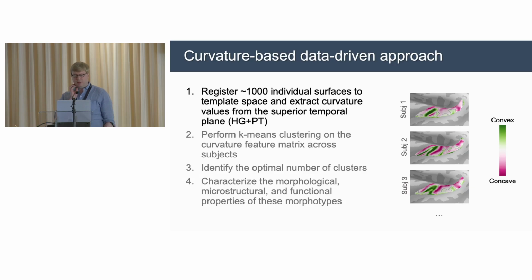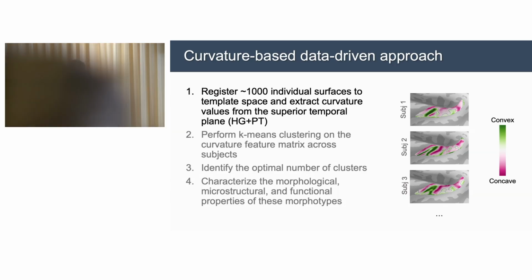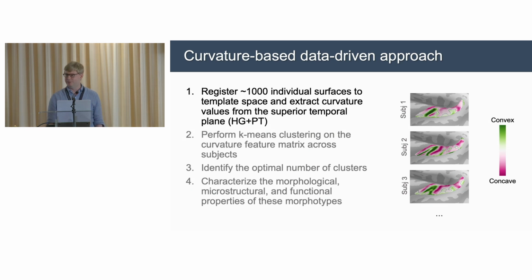So we started with about 1,000 individual curvature patterns we got from the Human Connectome Project, which is a remarkable resource. It was fun to see a lot of other HCP posters downstairs this morning.